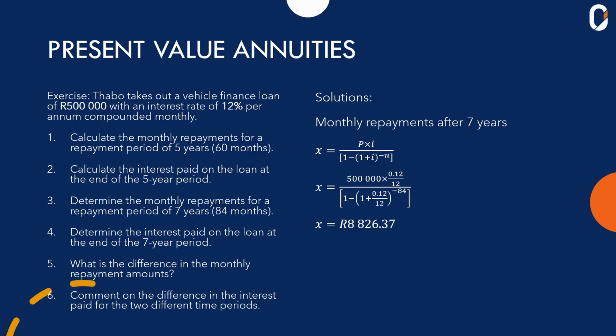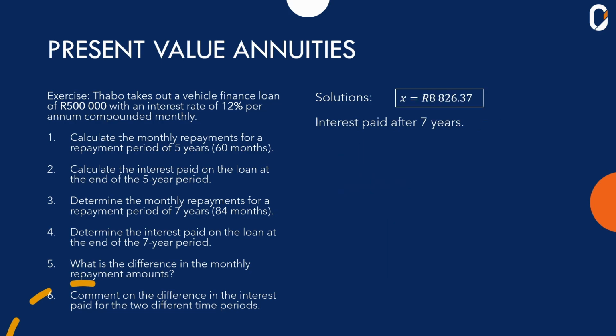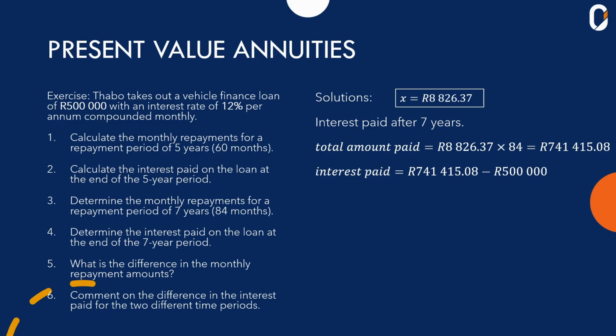Now, determine the interest paid on the loan at the end of the 7-year period. Like last time, first we calculate how much in total he ended up paying using these installments for 84 months, that is 8,826.37 multiplied by 84. That will give us a value of 741,415 rands 8 cents. Calculating the difference to find the interest paid, we have 741,415.08 minus 500,000. That will give us an interest value of 241,415.08.